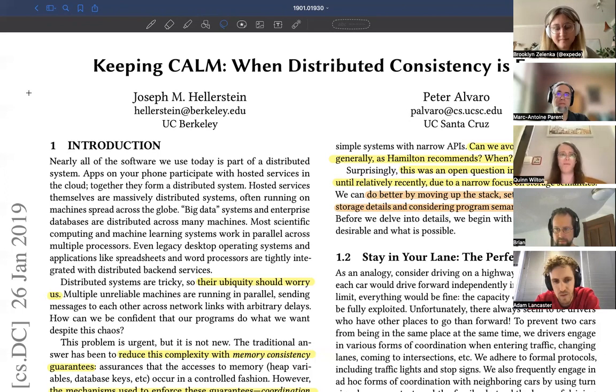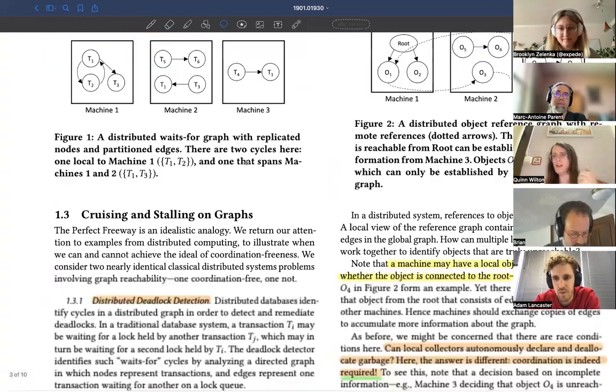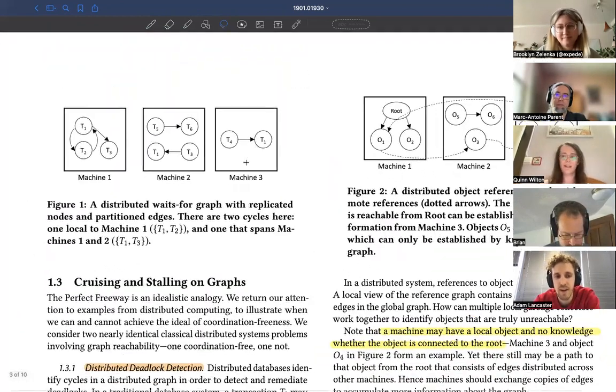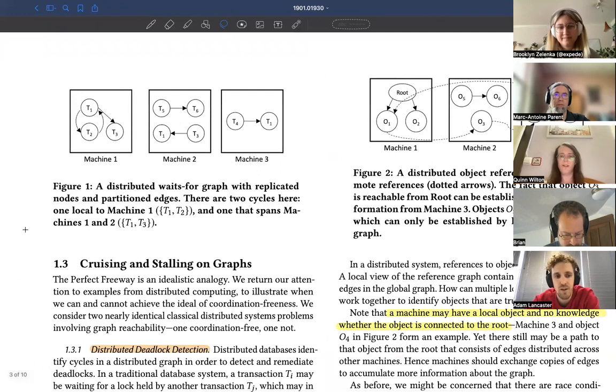Whereas in the other example they give, I forget what that is. I think it's distributed locking possibly, or race condition detection. It's deadlock detection. Right. In that case, adding more information to the system is never going to negate anything that you've already seen.